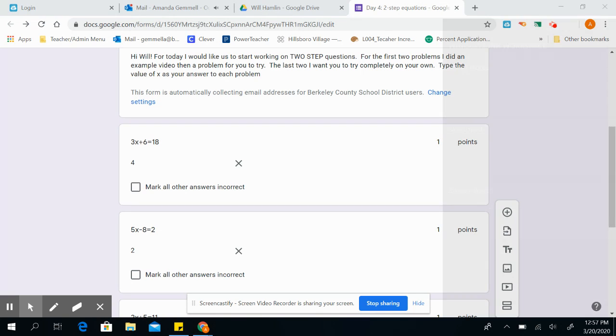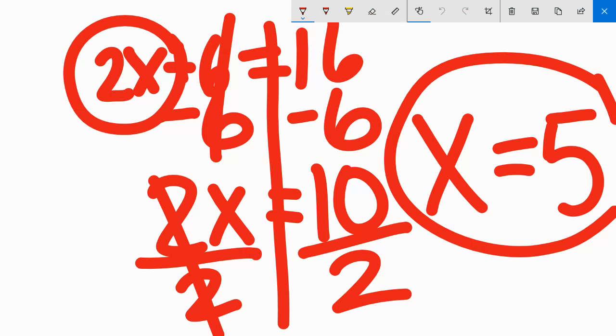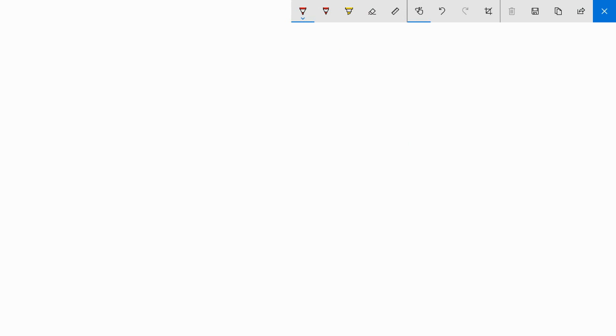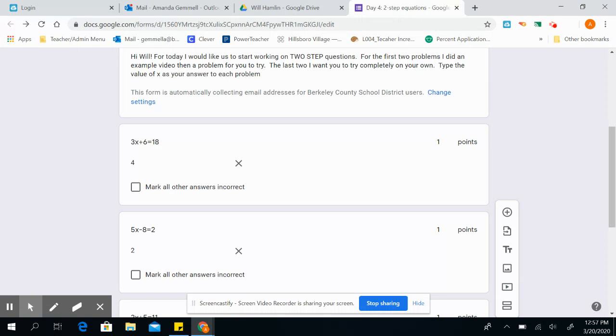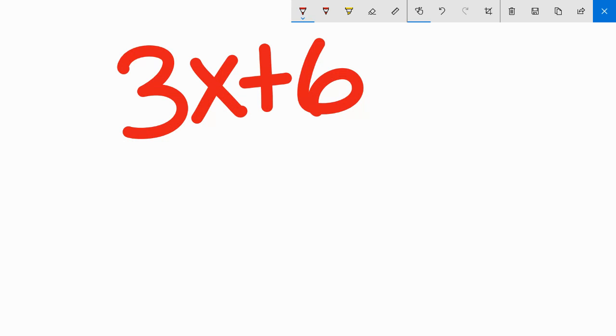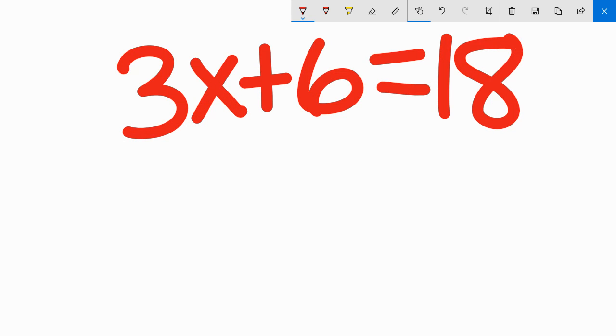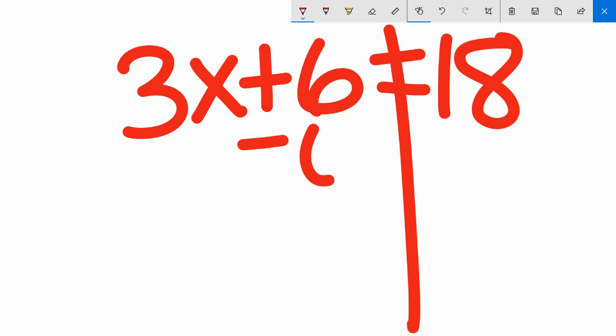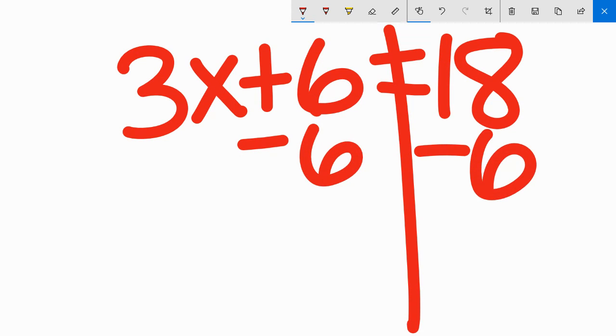Just to show you where you could start, I'm going to pull my sketch pad back up. Let me clear it off. Okay, your problem, I forgot what the problem was, is 3x plus 6 equals 18. So I'm going to write 3x plus 6 equals 18. And I'll go ahead and tell you, step 1 is going to be to get rid of the plus 6 on both sides. So you would minus 6 and minus 6.